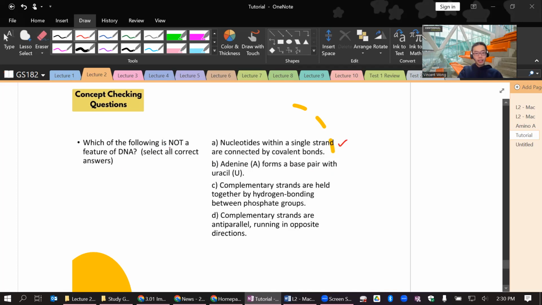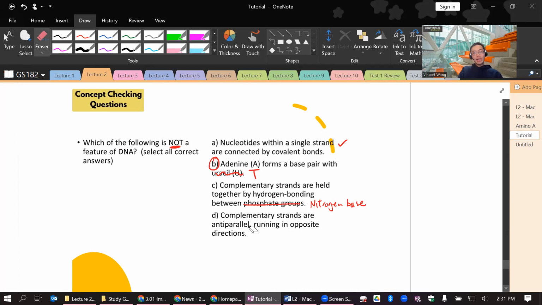We are looking for the not feature. Adenine forms base pair with uracil. That is not correct, because there is no uracil in DNA, right? So only thymine. Complementary strands are held together by hydrogen bonds between phosphate groups. Not true. Not the phosphate group. It's the nitrogen base.